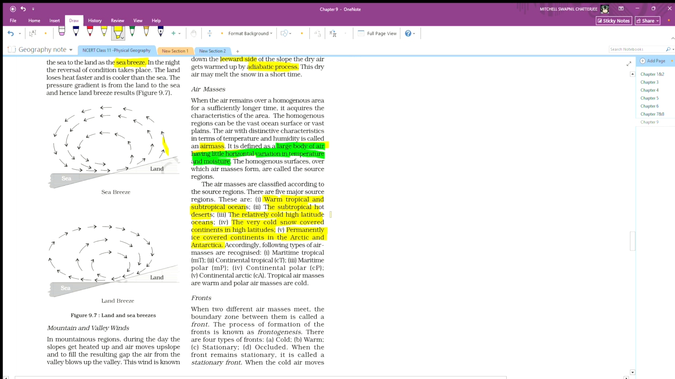Accordingly, the following types of air masses are recognized. The first is maritime tropical, continental tropical, maritime polar (MP), continental polar (CP), and continental Arctic. Tropical air masses are warm, polar air masses are cold.